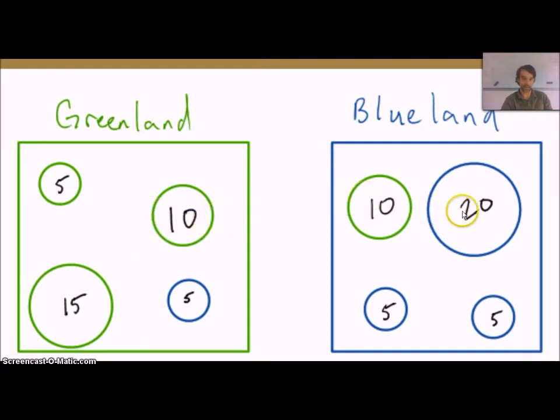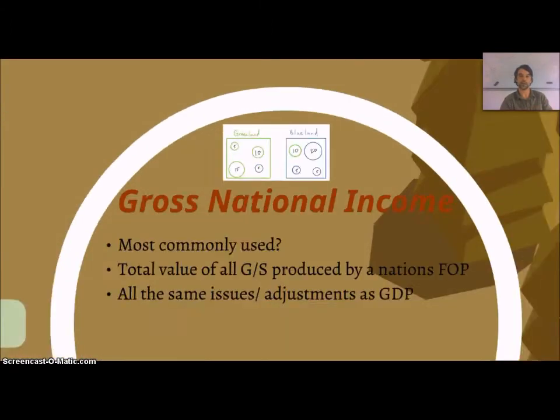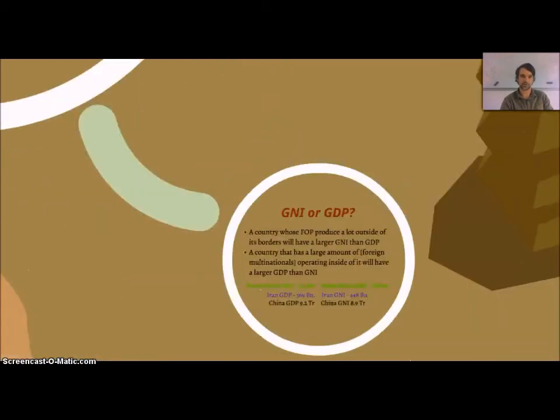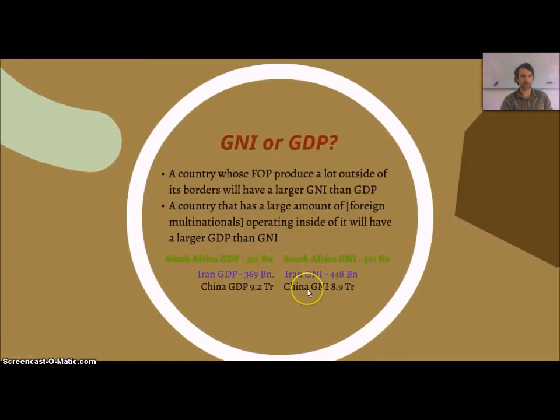For Blue Land, their GNI would be 20, 25, 30, 35. So their GNI would be a little bit smaller than their GDP. So they would maybe prefer to use GDP to make themselves look a little bit stronger. All the same adjustments that you might make to GDP, you can make to GNI because, again, they are very similar numbers. So which one's better? Well, like I said, it really comes down to which one is going to make you look better. That's probably going to be the one you want to use.